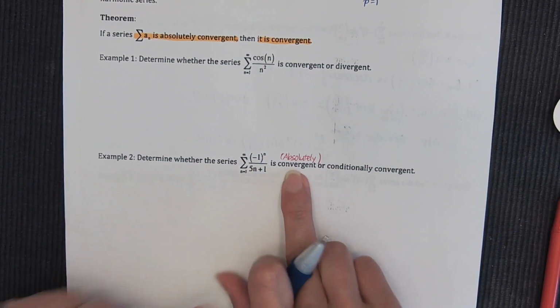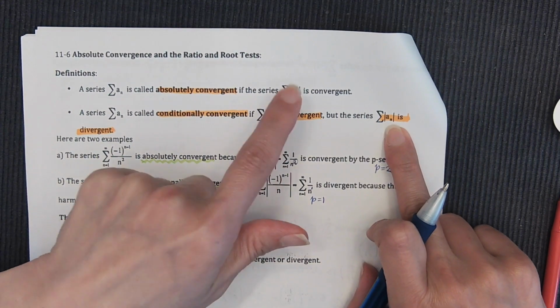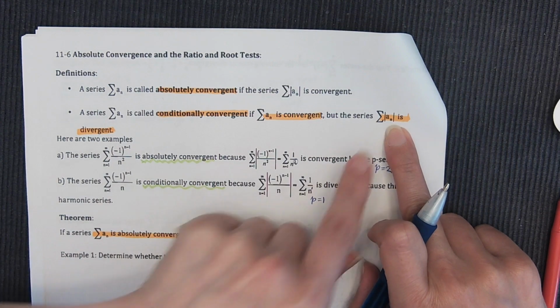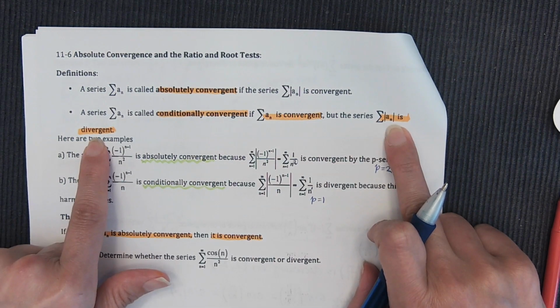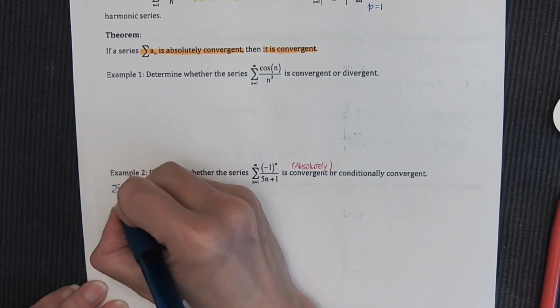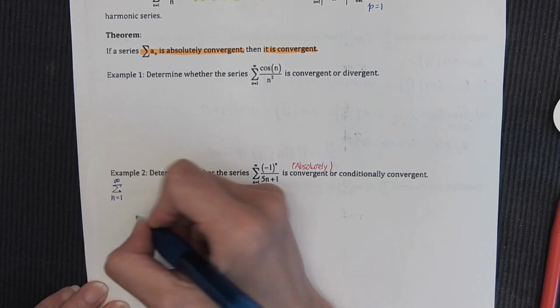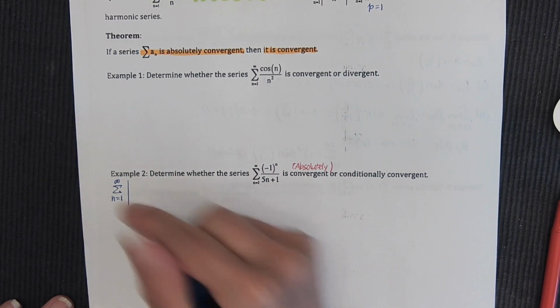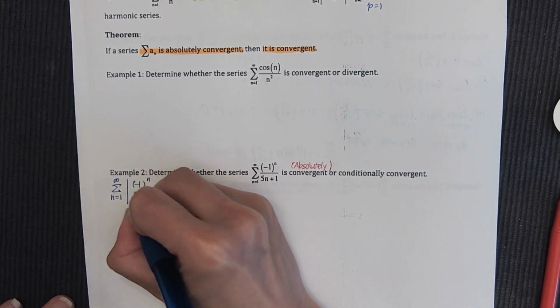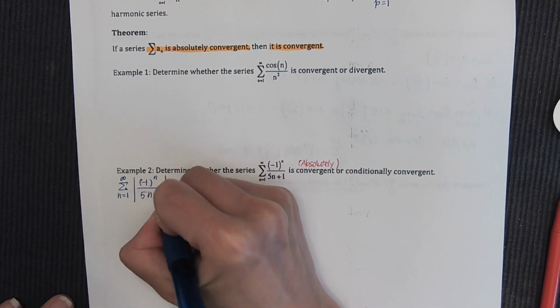Alright. So the first thing you have to do is always check the absolute value. If the absolute value is convergent, we are done. If the absolute value is divergent, we have a problem. Make sure, with summations, you listen carefully. This is where everybody gets confused. The sum from n equals 1 to infinity, and I'm going to take the absolute value of negative 1 to the power n over 5n plus 1.